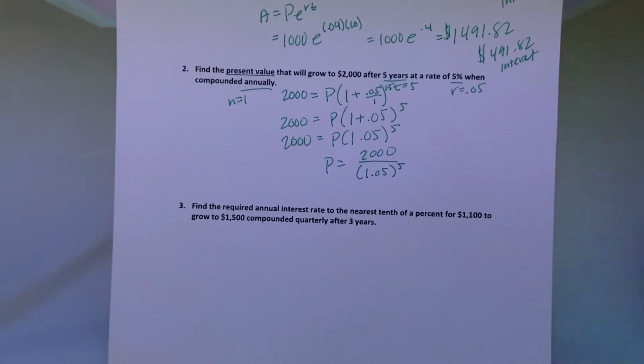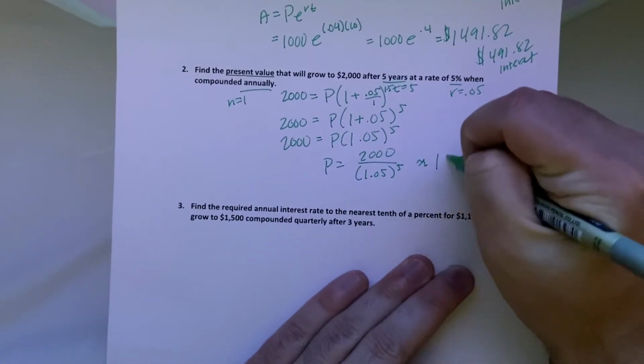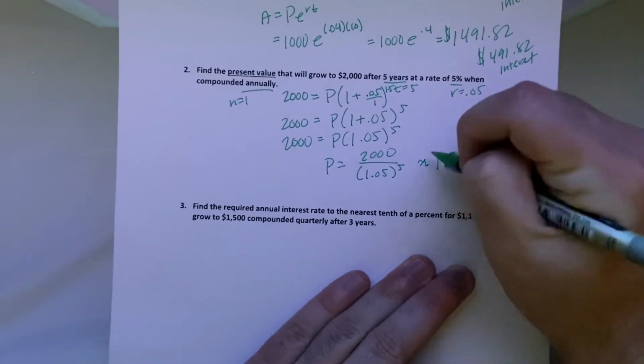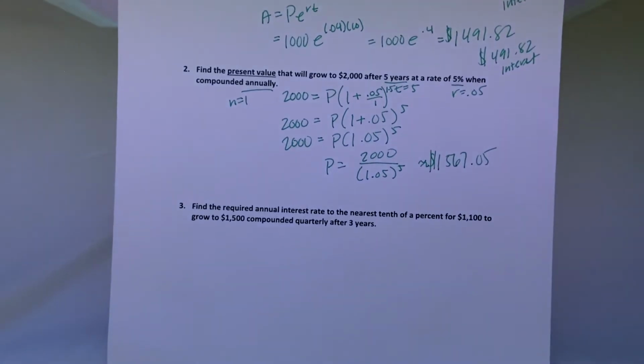If this were on the test and I asked you to do this kind of problem, you would stop there. You would say P equals this thing. And at this point, you would be putting it into the calculator if you had your choice. It's 2,000 divided by 1.05 to the 5th is 1567.05. So it would take $1,567.05 deposited now at a rate of 5%, compounded annually for 5 years, to become $2,000 in the future.